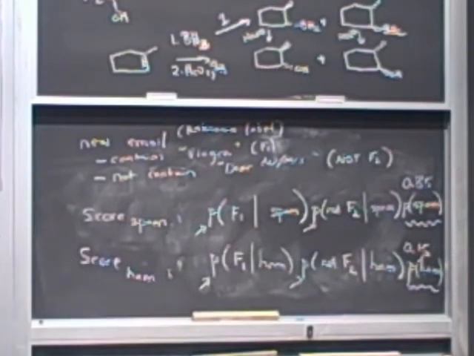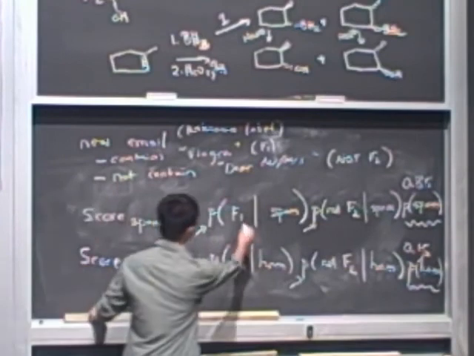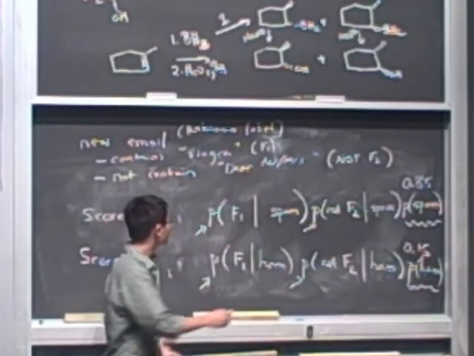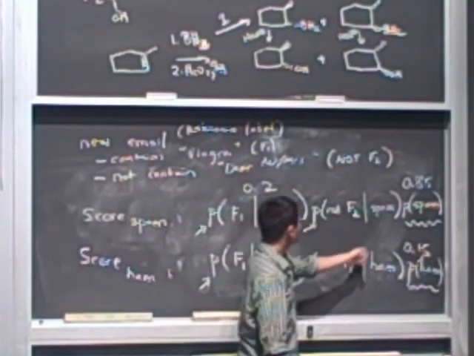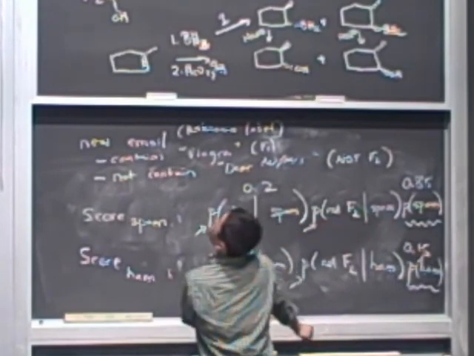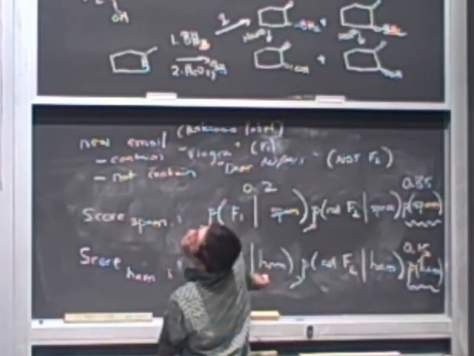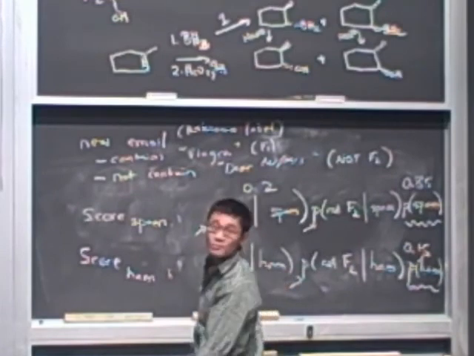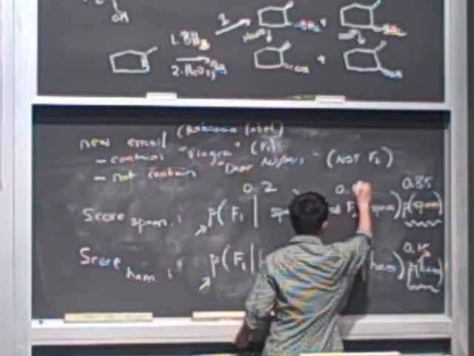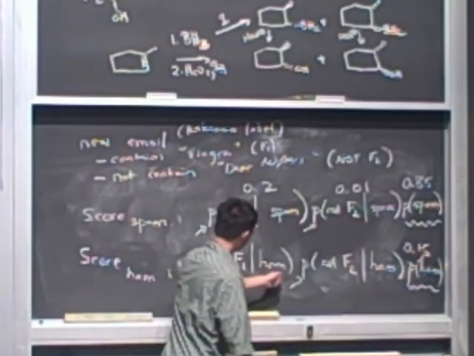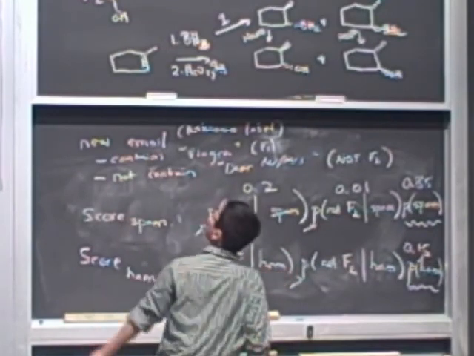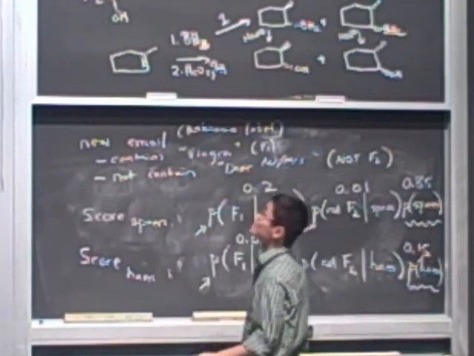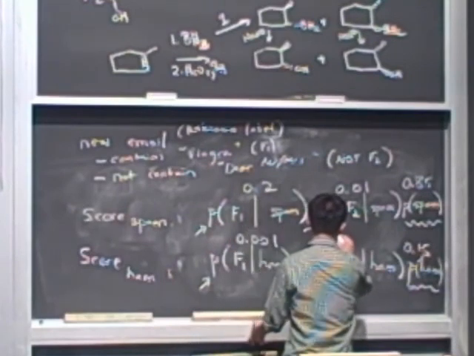So let's actually compute these and see what we get. What's the percentage of your spams that has Viagra? 0.2? What's the percentage of your spams that does not have Dear Mr. or Mrs.? 0.01? What's the percentage of your ham that has the word Viagra? 0.001. And what's the percentage of your ham that does not have Dear Mr. or Mrs.? 0.9.